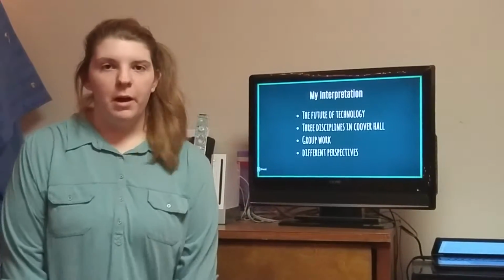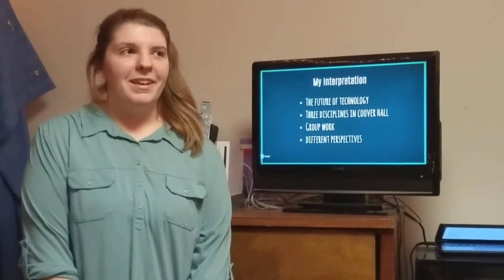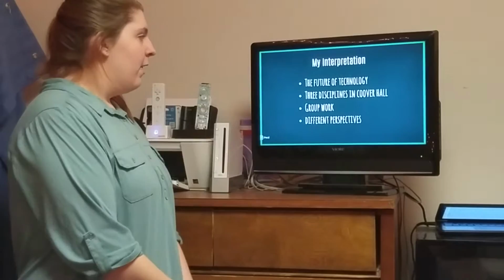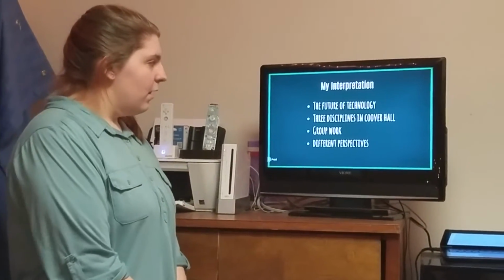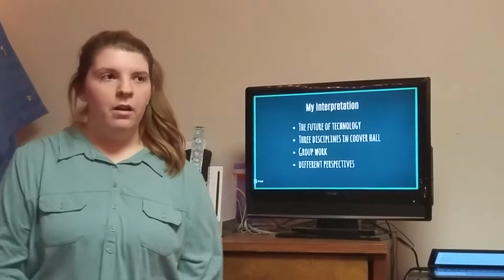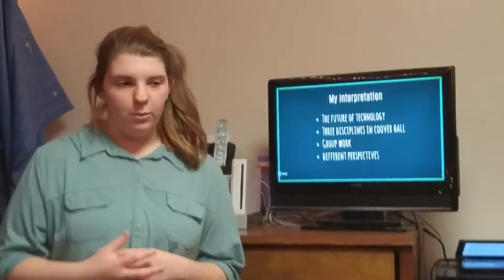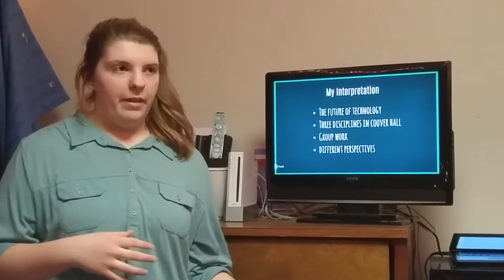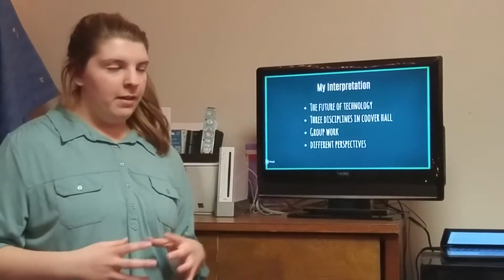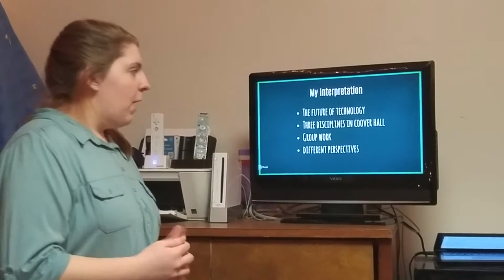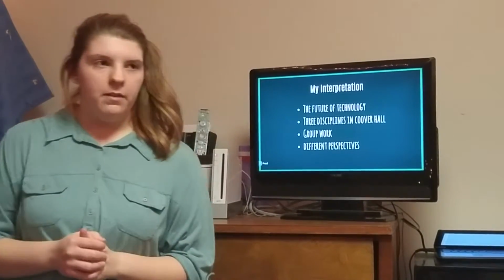My interpretation of the moth is entirely different from his because I look at it from more of a software engineering computer side. The 3 disciplines in Cooper Hall are electrical, computer, and software, which I feel like the 3 different pieces of the sculpture come together to kind of represent each part being added slowly with the new addition of the software engineering program. The moth also could symbolize group work.